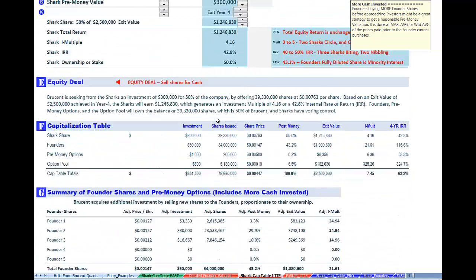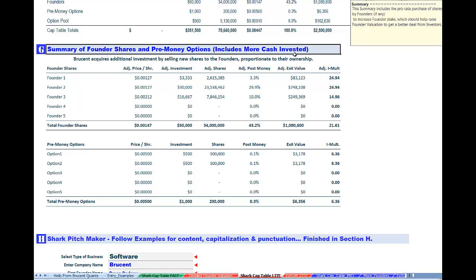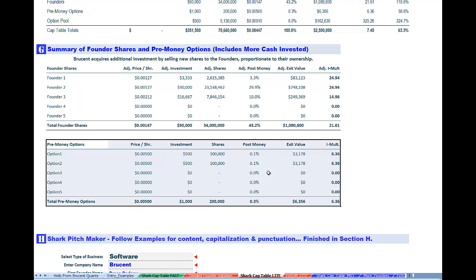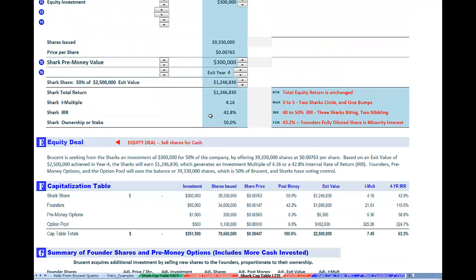I'm going to scroll quickly down to show you that that is taken care of in section G, the summary of the founder shares, pre-money options, which includes more cash invested. And right here you can see that we've increased the dollars because if you add those up, they got 50. You know that we put 35,000 more on it. So that's how it's apportioned. It does not affect pre-money options. They're the same, 500, 500, and 100,000. So let's go back up here.